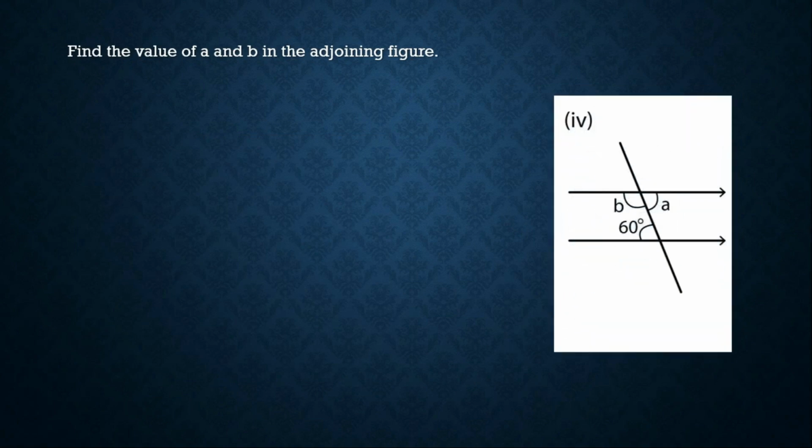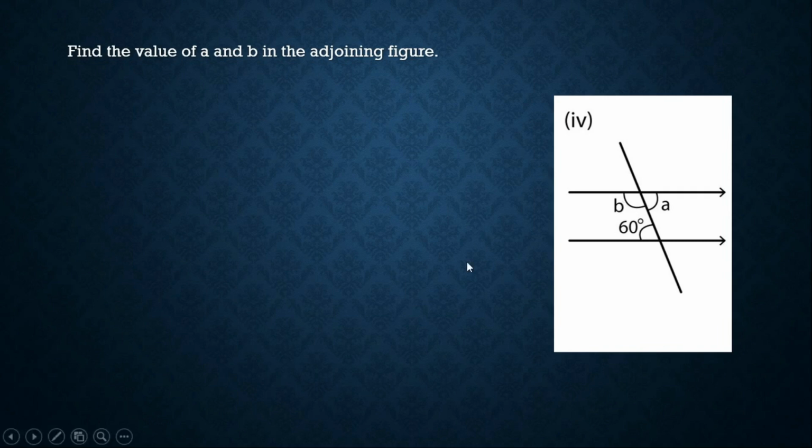Now let us see another. So we have to find the value of B and the value of A. So what will be the value of A? Yes, very good, 60 degrees. Why? Because they are alternate interior angles, and we know that alternate interior angles are always equal. Nice. And what will be the value of B?